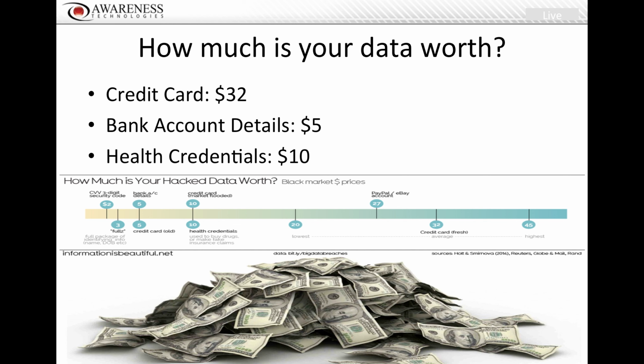So what is the goal? Why are people doing this? And obviously, most of the time, the goal is money. So they want to make money off of this. So we talk about how much your data is worth here. On the black market, if I were to have a verified credit card that I could go after and provide, I would get $32 for every credit card number. Bank account details are $5 and your health credentials are $10.